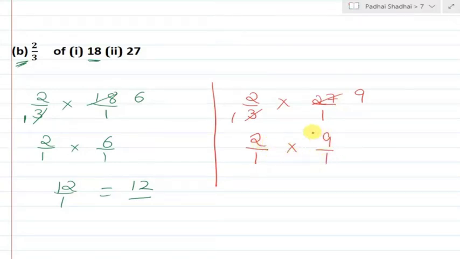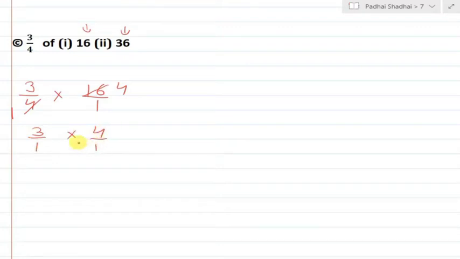2 nines are 18 and 1 one is 1. Okay, so the final answer will be 18. Okay, third one, C: 3 by 4 of 16 and 3 by 4 of 36. Let us see 3 by 4 into 16. We will put 1 as a denominator here. We can cut 4 here. 4 fours are 16. So for the first fraction we have left 3 by 1 into 4 by 1.